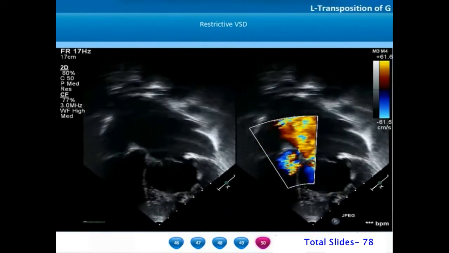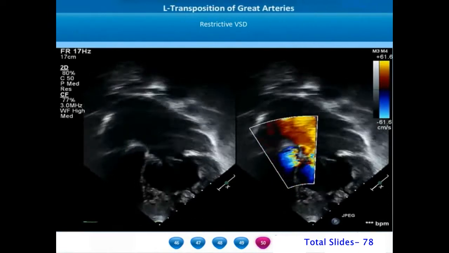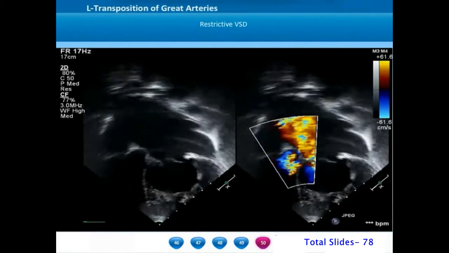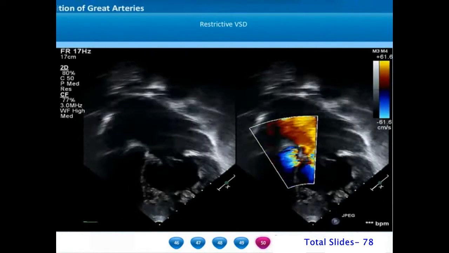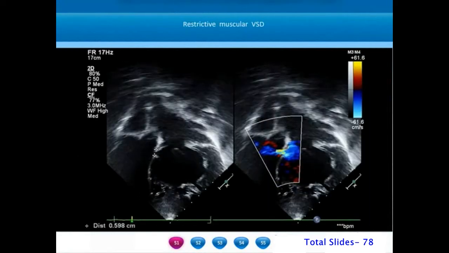Sometimes the ventricular septal defects can be very restrictive. This is an example of a very restrictive perimembranous ventricular septal defect in a corrected transposition of great arteries. The anatomical size of the ventricular septal defect is only around 6 millimeters, and it can be compared to the large dilated pulmonary artery.